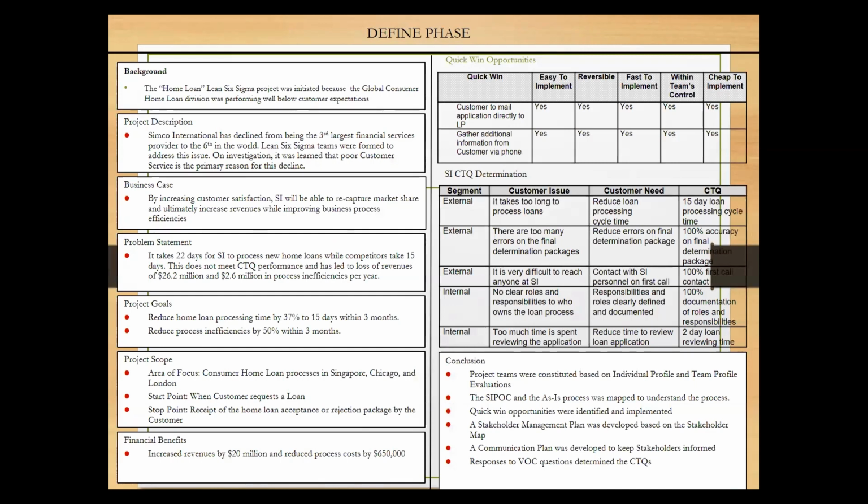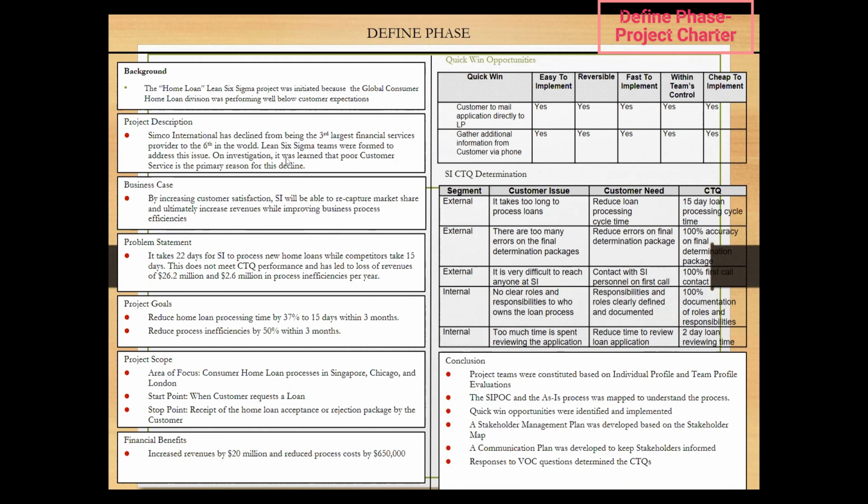Okay, let's go to the define phase. The home loan Lean Six Sigma project was initiated because the global consumer home loan division was performing well below customer expectation. Project description, it is touched from the background. Simco International has declined from the third largest financial service to the sixth in the world. A Lean Six Sigma team was formed to address this issue because this is a big issue, right? From third rank to sixth rank.